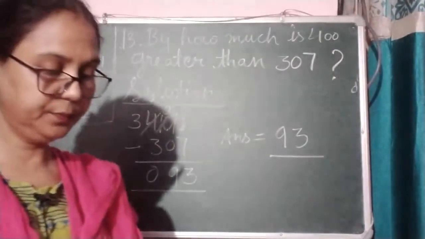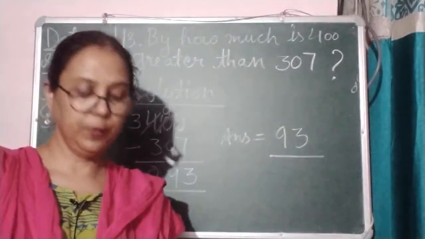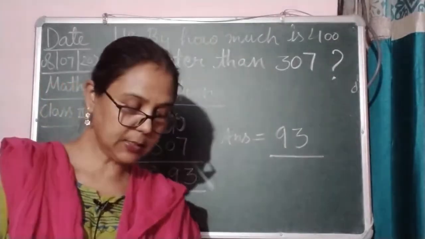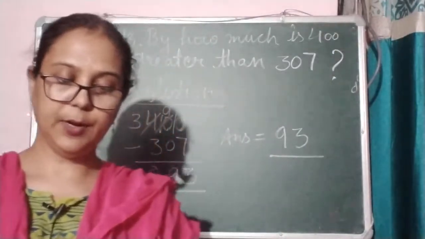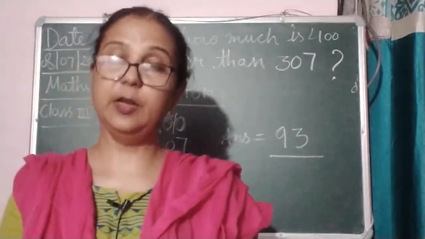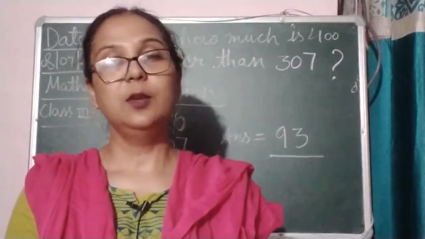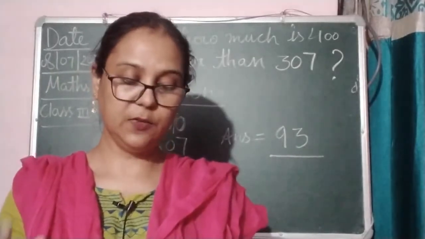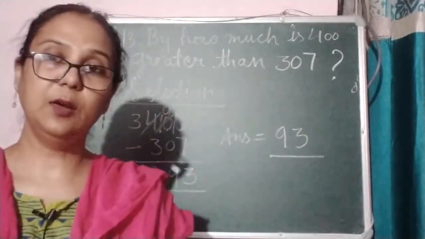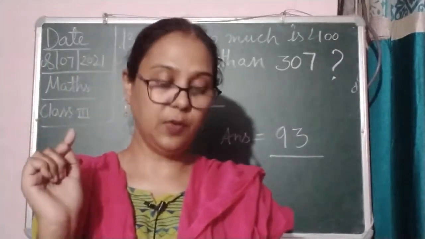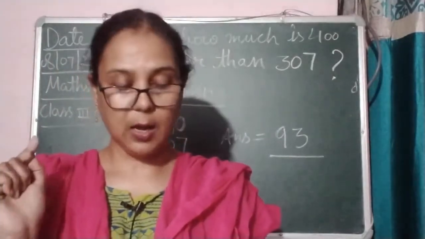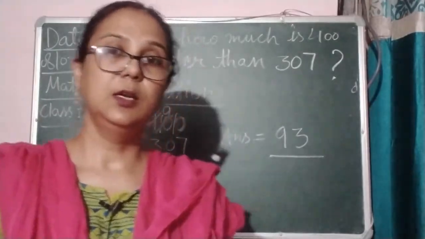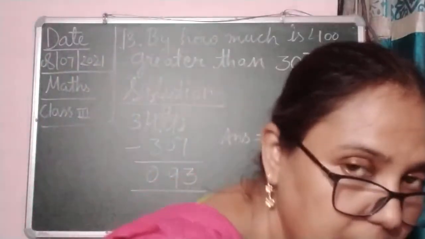Now children, we are moving to the next question, that is question number 14. By how much is 298 less than 325? Again, we will do just subtraction. We are going to subtract 298 from 325. So we will get the answer. Then this answer we will write.